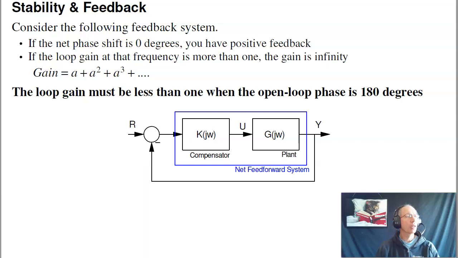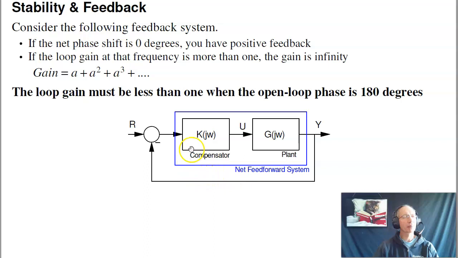Now, when you have a closed loop system in the frequency domain, you have to worry about stability just like you did in the time domain. In the frequency domain, where instability comes from is as follows. As I vary the frequency, the phase shift of G times K changes. At some point, the phase shift is 180 degrees. At that frequency, I've got negative times negative that gives me positive feedback.